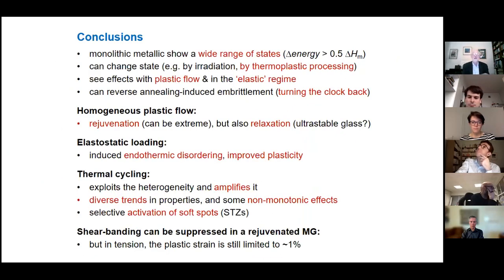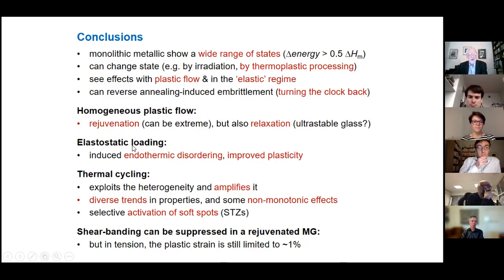So to conclude, I'd just like to say, I think even monolithic, I should say metallic glasses, show a wide range of states, roughly 50% of the heat of fusion. You could, of course, use various ways of changing the states, and that can go all the way from very much in the highly plastically deformed regime to something that you would have to regard as something like an elastic regime. There's a clear reversibility element. There is an element by which you can, for example, embrittle the material and then unembrittle it by an appropriate treatment. Homogeneous flow achieves various things, which can be extreme.